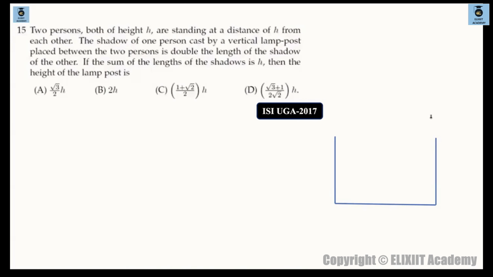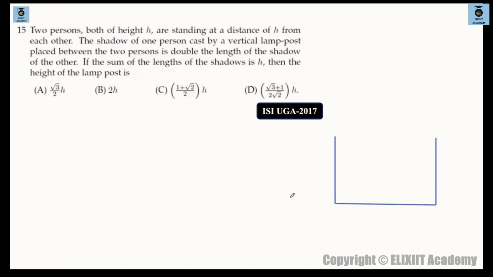अच्छा. So the question says, next question is from UGA 2017. The question says that 2 persons, both of height h, are standing at a distance of h from each other. The shadow of one person cast by a vertical lamp post placed between the 2 persons is double the length of the shadow of the other. If the sum of the lengths of the shadows is h, then the height of the lamppost is what?